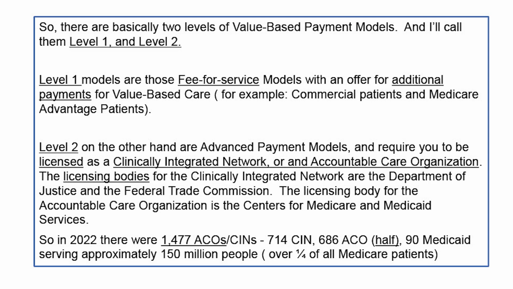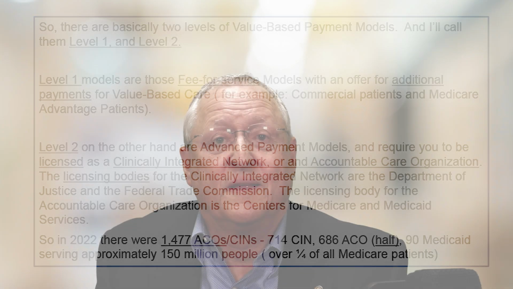Level 2 models, on the other hand, are those advanced payment models that require you to be a part of a clinically integrated network or an accountable care organization. The licensing bodies for the ACO and the CIN are the Federal Trade Commission, Department of Justice, and Centers for Medicare and Medicaid Services. There are about 1,500 ACOs and CINs throughout the country. About half are accountable care organizations, about half are clinically integrated networks.